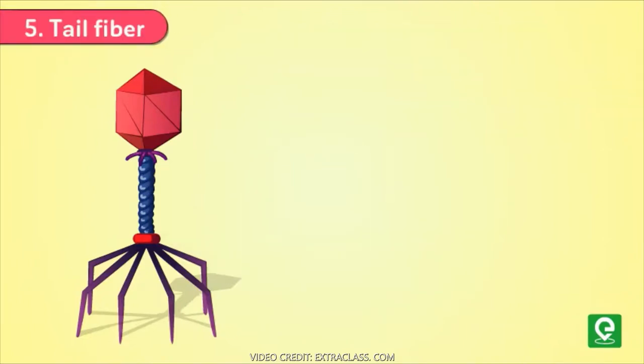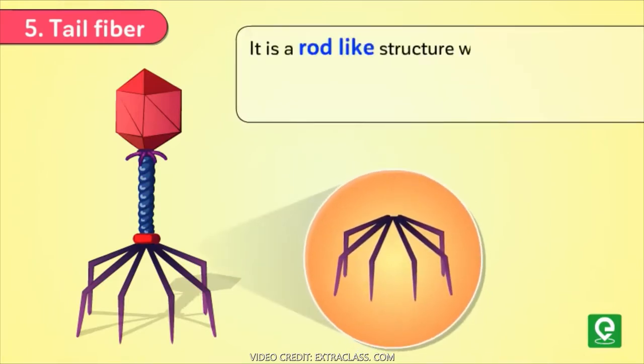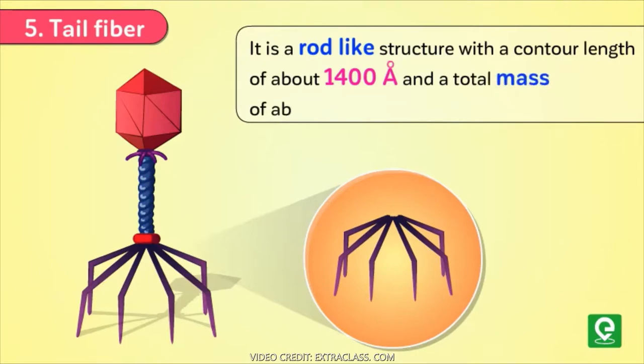Number 5. Tail fiber. It is a rod-like structure with a contour length of about 1400 angstrom and a total mass of about 600,000 daltons.